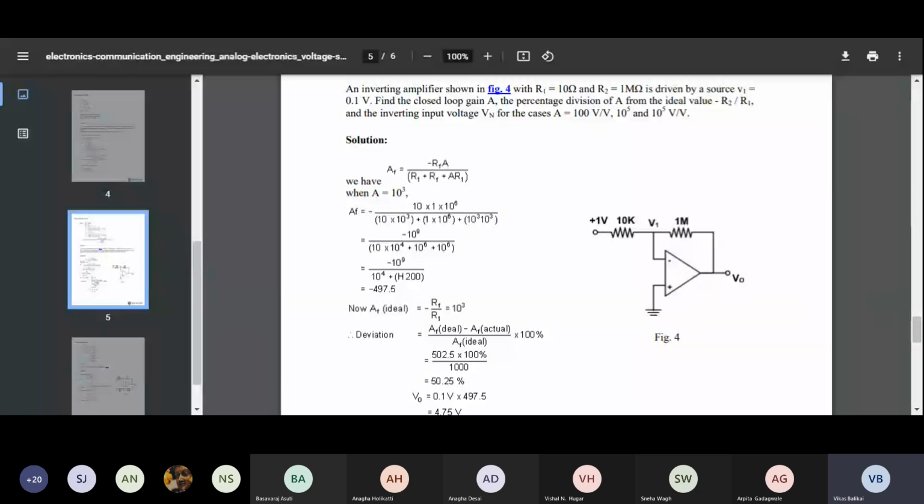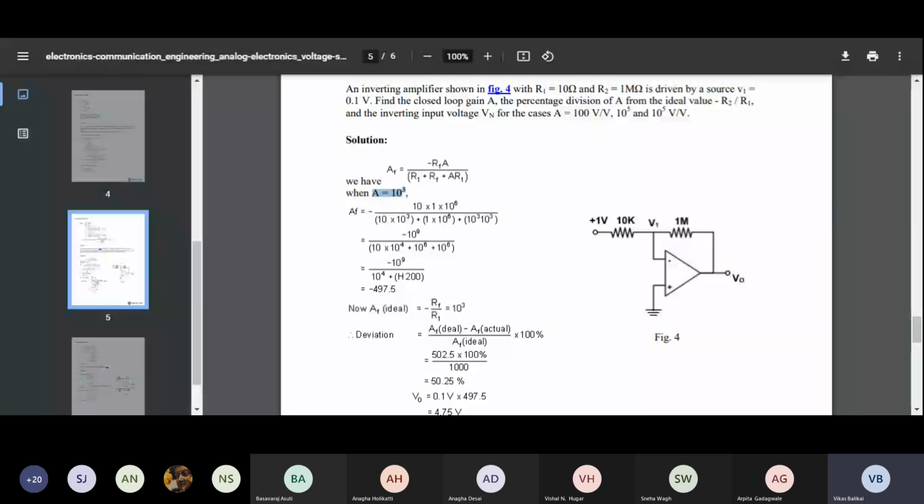RF, what he has given, here it is RF in the figure itself, it is 1 mega ohm. This has to be 10 raised to 6. By mistake it is typed as 10 only. You make it 10 raised to 6. A is the open loop gain. For one case he has given 100, for another case 10 raised to 5. I think he has taken it for the case when A is equal to 10 raised to 3.